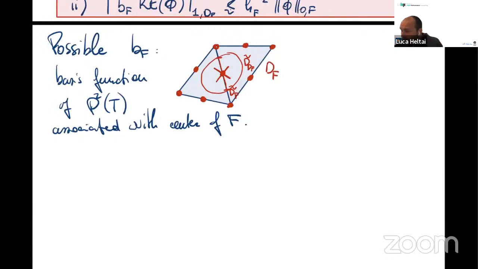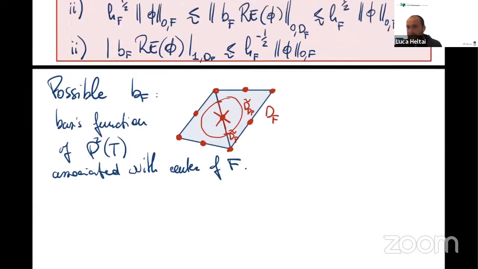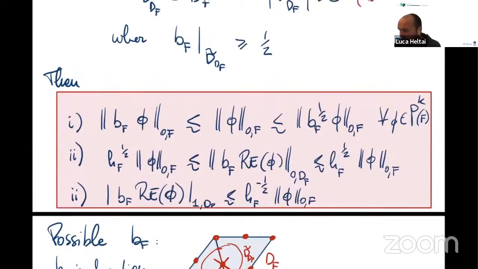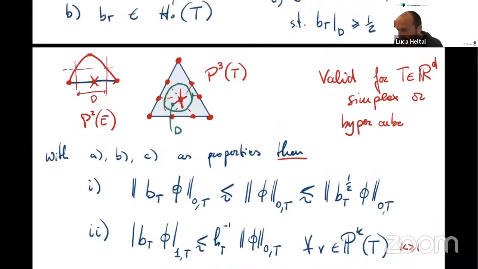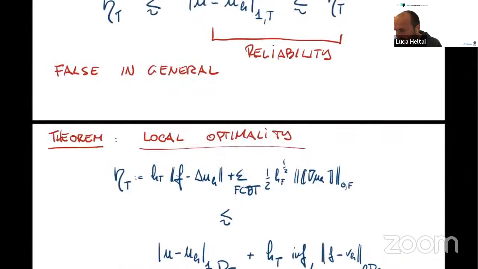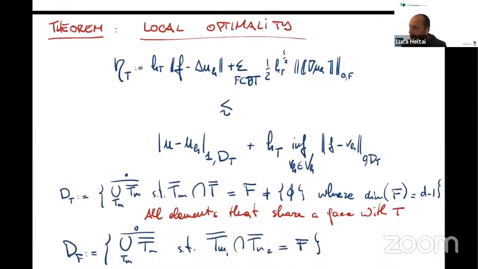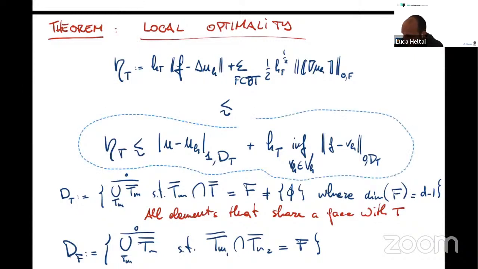Okay, so this is a long introduction in order to get to the proof of what we want to show. And what we want to show is local optimality, which is this guy over here. So we would like to show that eta T is lower or equal than that guy. So let's start by copy pasting this.